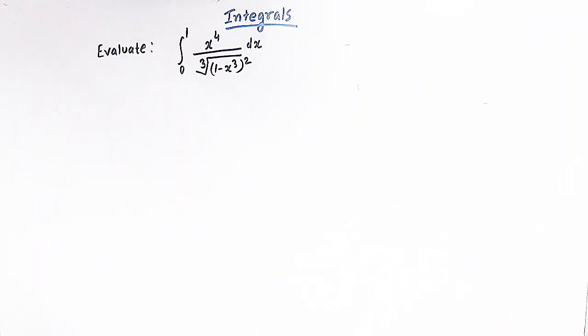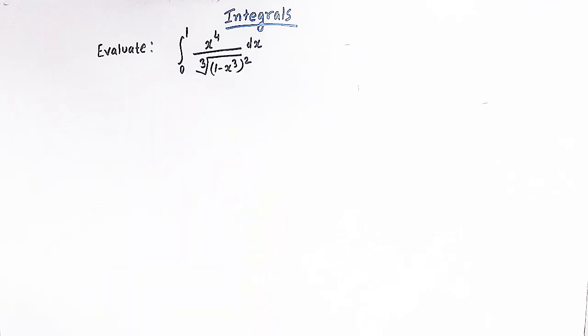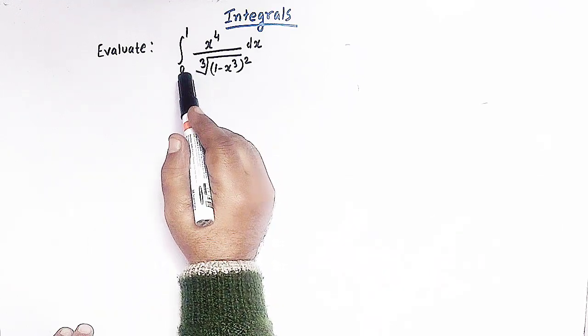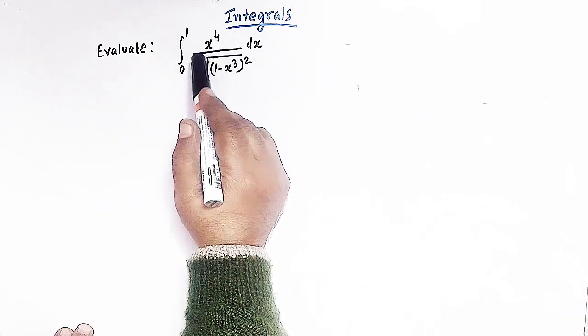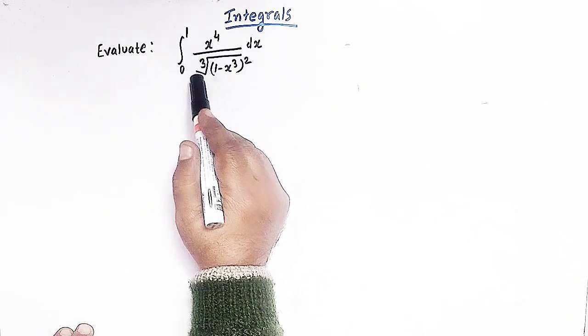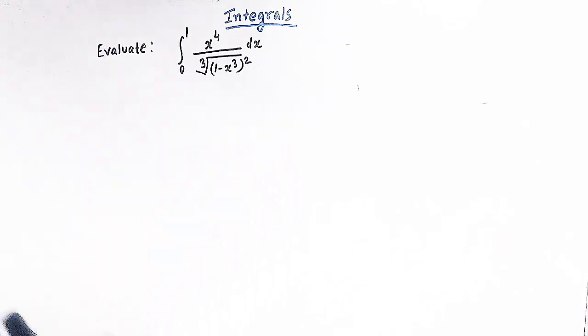Hello viewers, in today's session we are going to discuss another important problem from beta and gamma functions, and here once again we are going to apply the concepts of beta and gamma functions to evaluate this integral. So here we have to evaluate this integral from 0 to 1, and we have x raised to 4 divided by the cube root of (1 minus x cubed) squared, right?